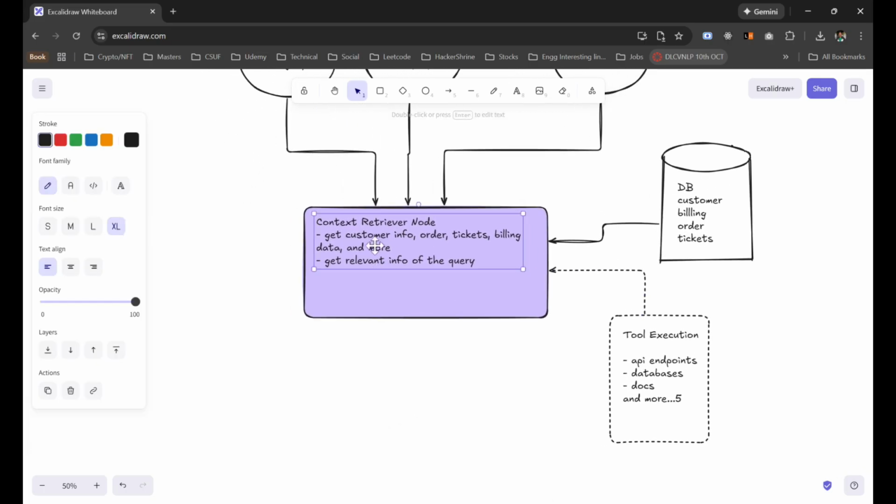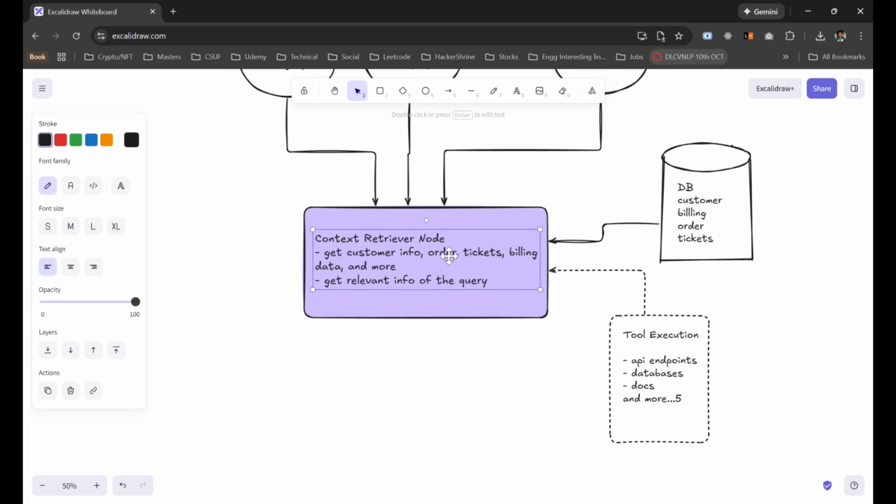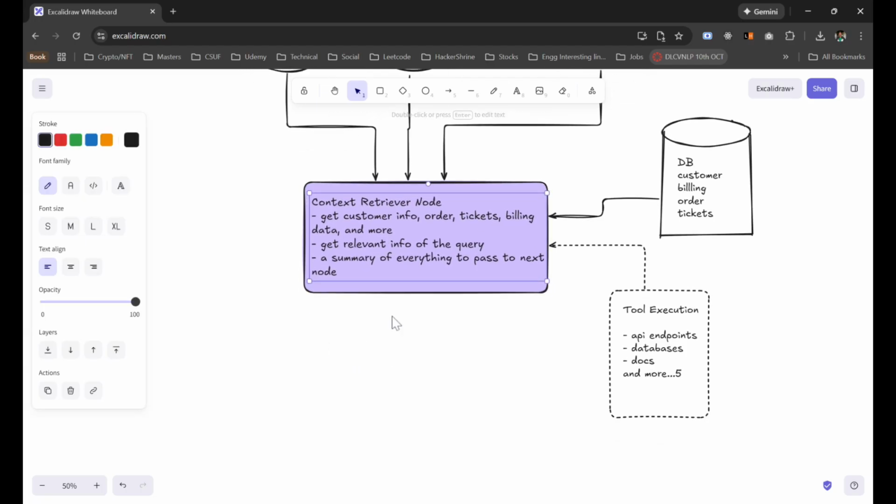Okay. Now we have this node. So we understand that, hey, to solve this ticket, we need 10 different things, and you can actually create a plan out of this also. So that's another way to design systems like this, but we'll keep it easy for now. And we could have a summary of everything to pass, right? So this is what gets passed to the next node. Okay, so we have everything in the context retriever node.